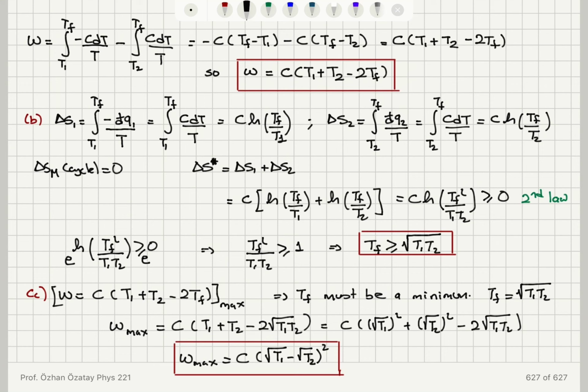And if I add them up, I find that the second law tells me since the total entropy change must be greater or equal to 0, T final is greater or equal to square root T1 T2, which means it has a minimum value square root T1 T2. In order to maximize the work done by the engine, I have to minimize the amount I'm subtracting from T1 plus T2, and that is 2 square root T1 T2, so that gives me a maximum amount of work, C times (square root T1 minus square root T2) squared.